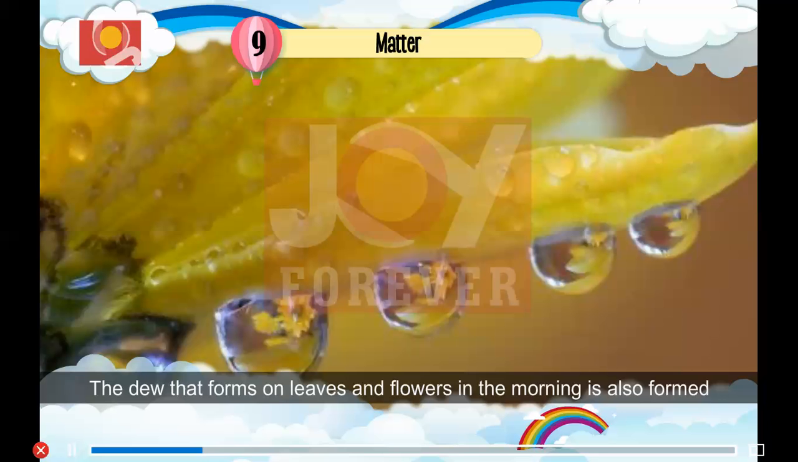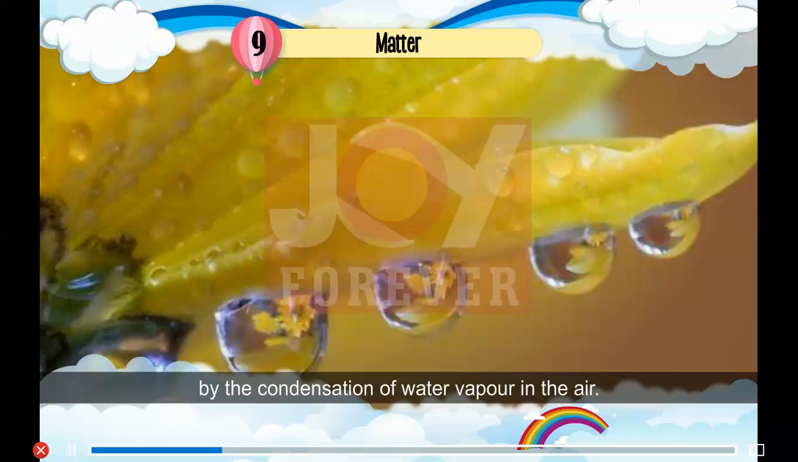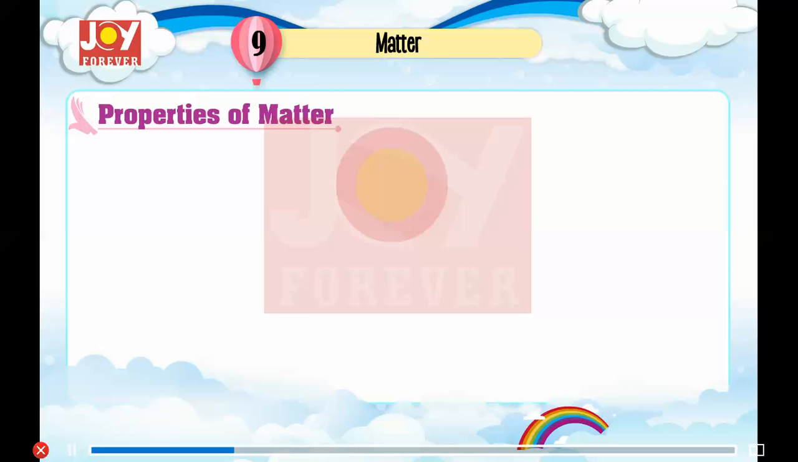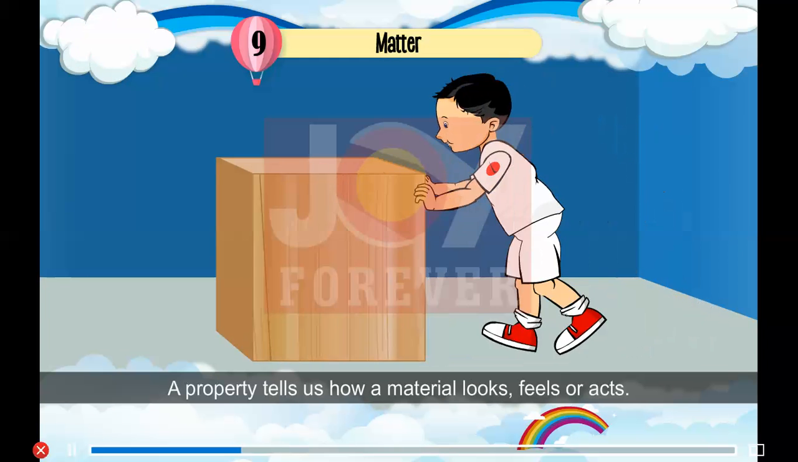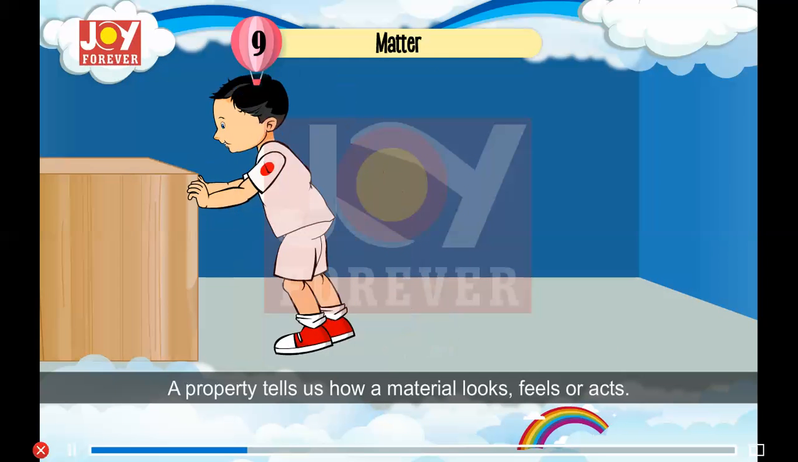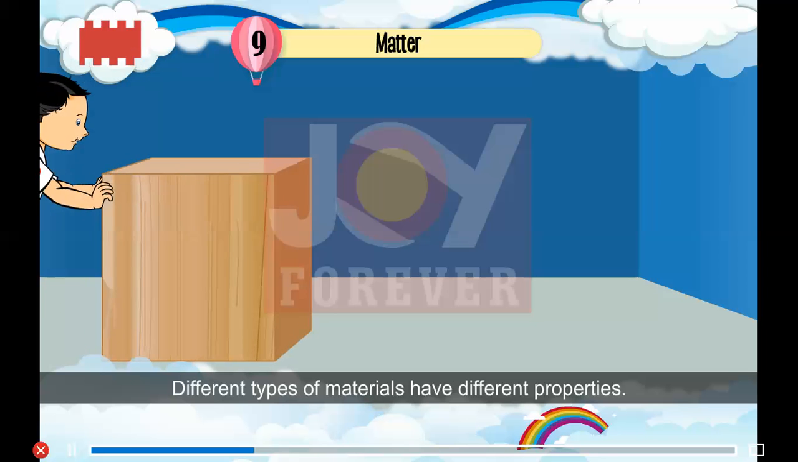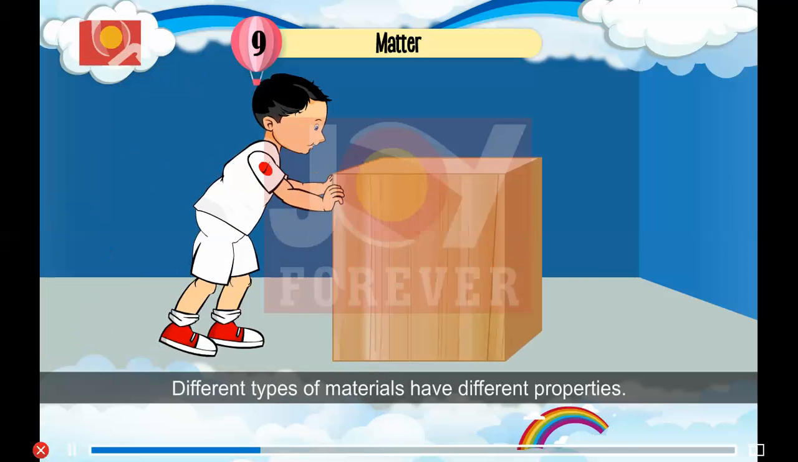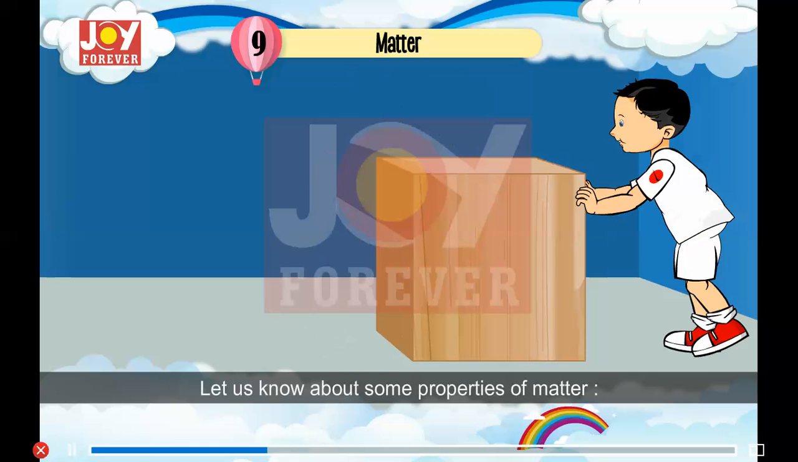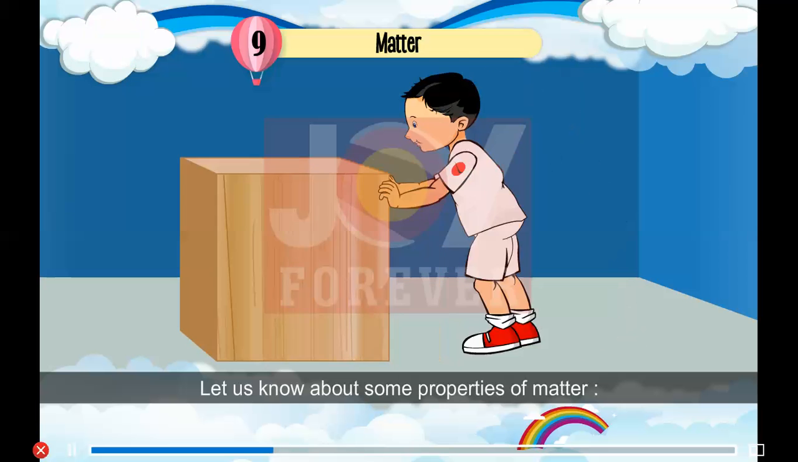The dew that forms on leaves and flowers in the morning is also formed by the condensation of water vapor in the air. Properties of matter. A property tells us how a material looks, feels, or acts. Different types of materials have different properties. Let us know about some properties of matter.